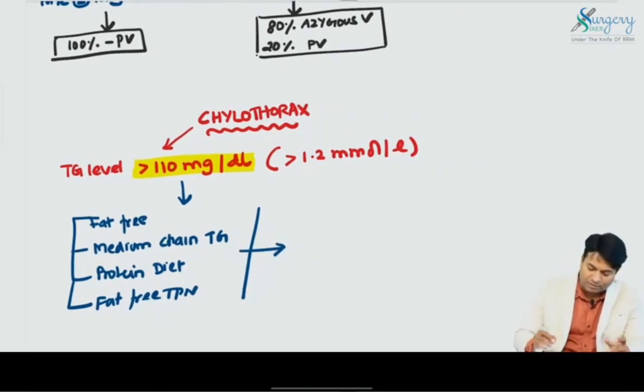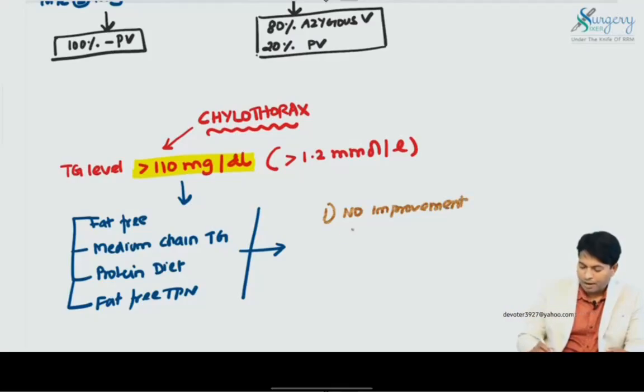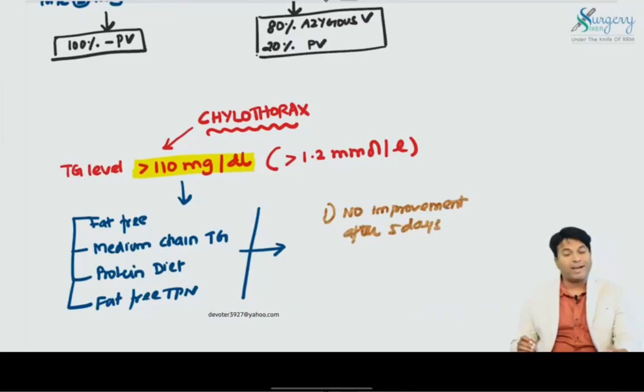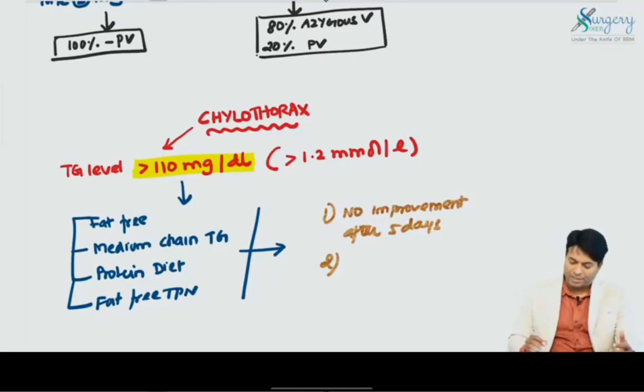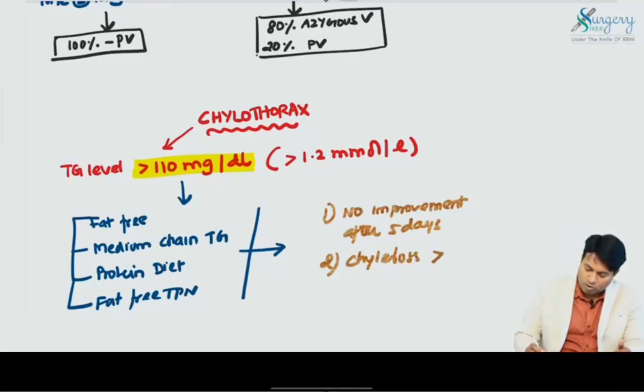What is the indication for surgery? When do you have to intervene? When there is no improvement after 5 days of conservative treatment, number one. We are doing conservative management with nil oral, fat-free diet, or fat-free TPN, everything. Number two, chyle loss is more than 1500 ml and it is non-healing for more than 2 weeks. Even after doing all this, it is not healing for more than 2 weeks.